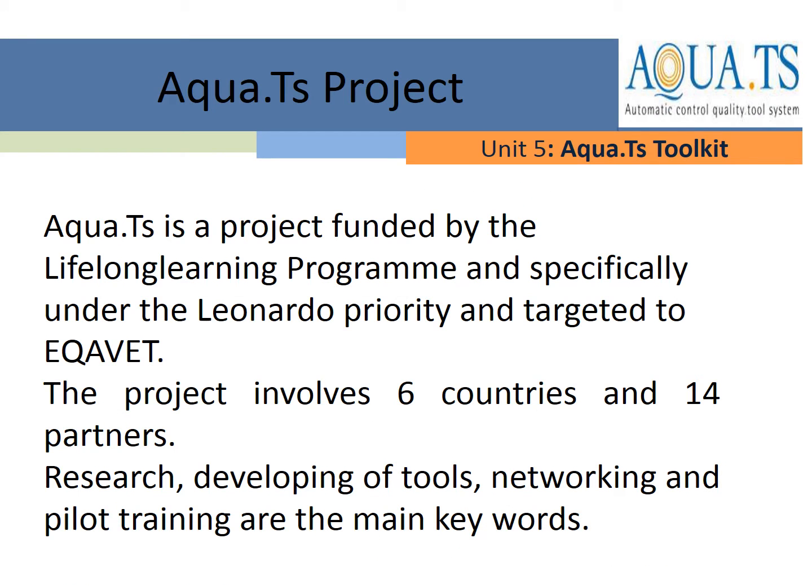Automatic Control Quality Tool System is a 2-year Leonardo da Vinci project which aims to design, build and implement operational tools for measuring and control of indicators in the framework of Aquats in collaboration with target groups and stakeholders. It addresses implementation issues of the Aquats framework in the tourism sector by testing the instruments in operational training contests according to collaborative methodologies and job shadowing approach.